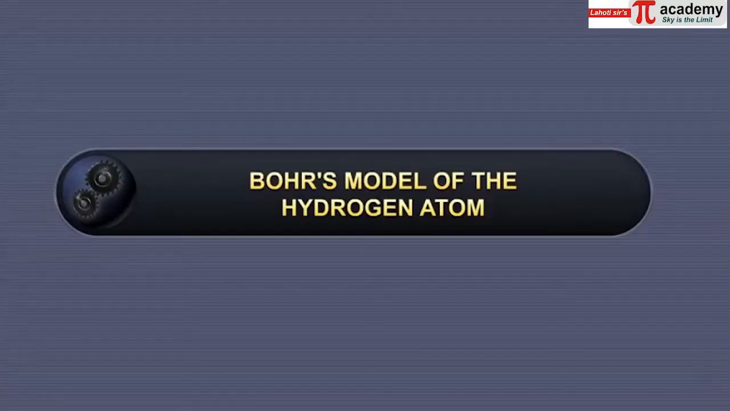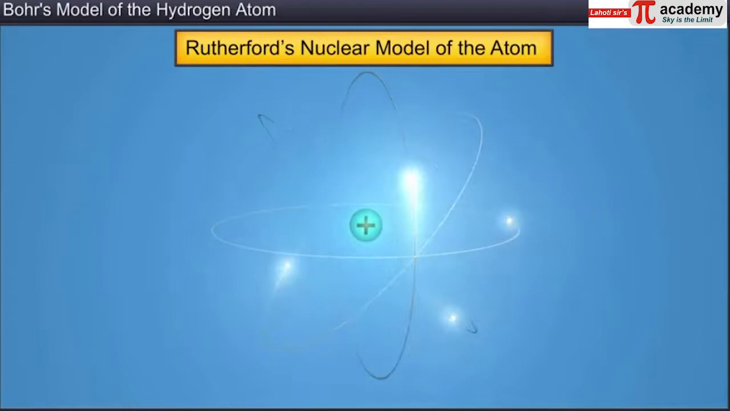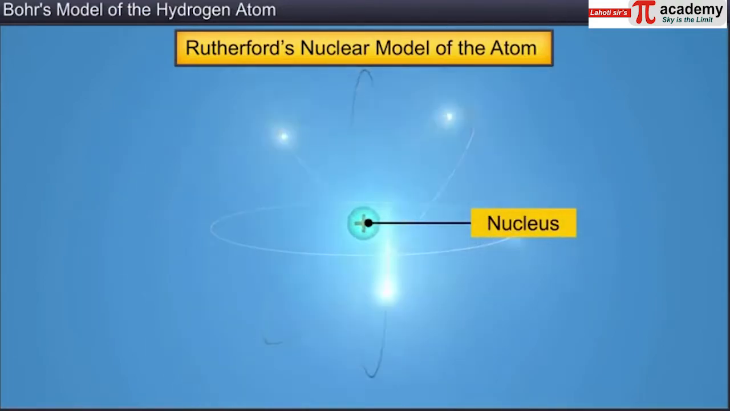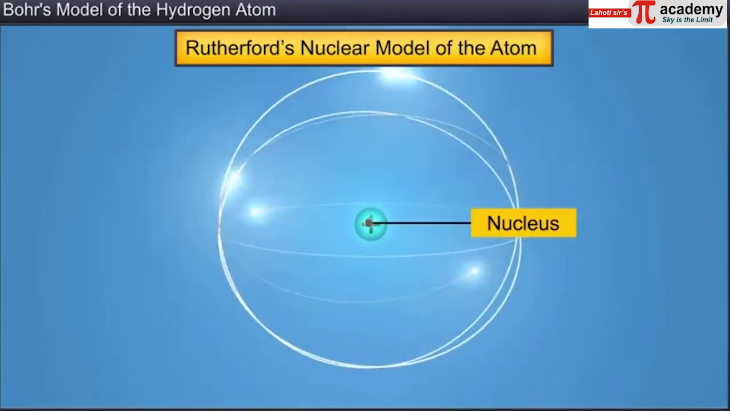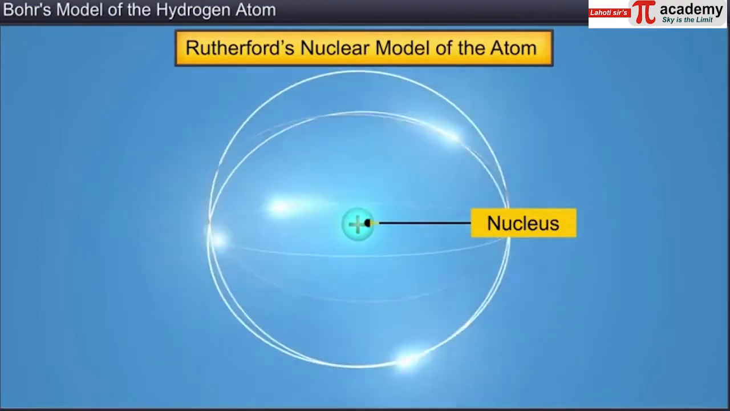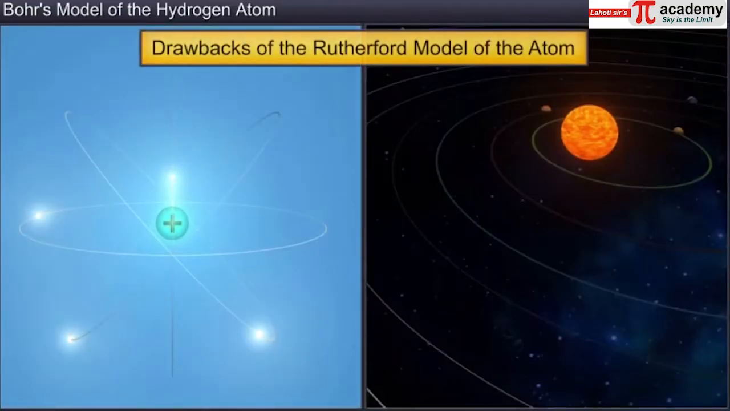In this module, you will learn about Bohr's model of the hydrogen atom. Rutherford's nuclear model of the atom postulates that electrons revolve around the nucleus, which contains the total positive charge of the atom. However, it could not explain certain other facts. Let us now look into the drawbacks of Rutherford's atomic model.